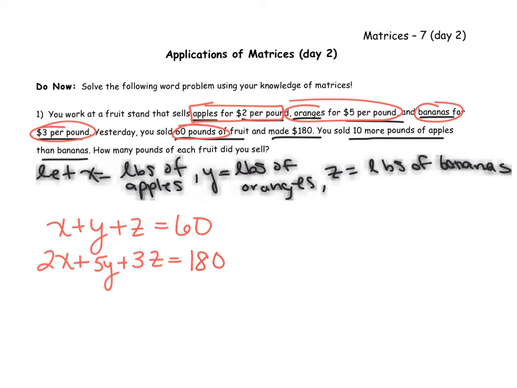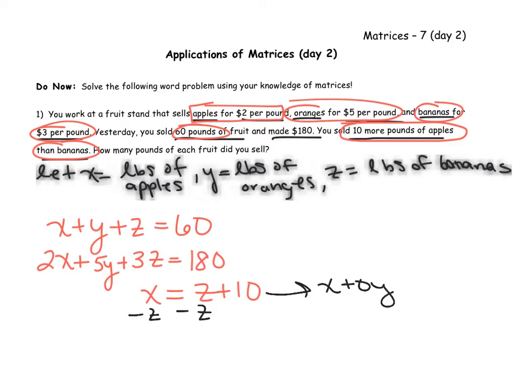That last piece we have is you sold 10 more pounds of apples than you did bananas. So here are my 3 equations. Now we want to get these set up so we can create our augmented matrix. So I'm going to subtract over my Z, and this is going to look like X plus 0Y minus Z equals 10.